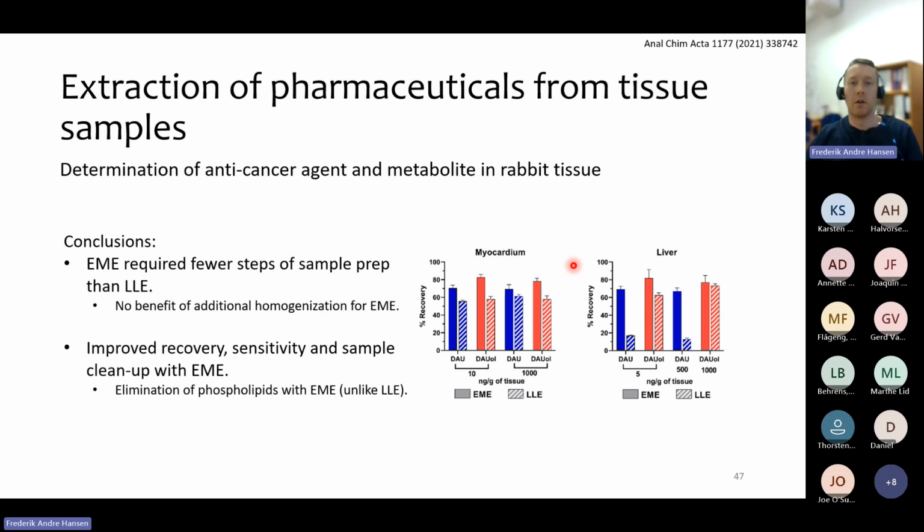We can see here for both myocardium tissue and liver tissue that EME was superior to LLE for both metabolites, but in particular for liver tissue, EME was a lot better for this daunorubicin substance. This might have to do with the fat content of liver, because EME is also able not to extract the fat.